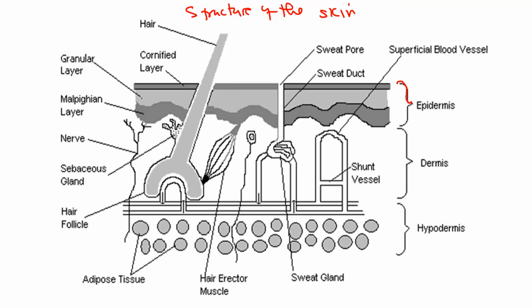We have the first one, which is called the epidermis. The second is called the dermis. The third is called the hypodermis. It is very important to know the structures or parts found in each and every layer. Let us start with the epidermis. The epidermis simply means the upper or top part of the skin.